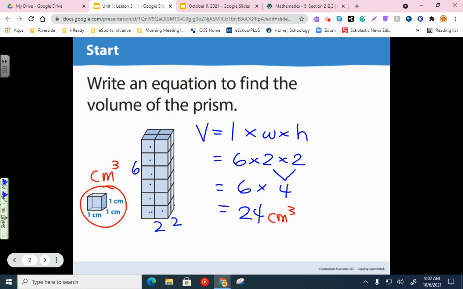So it's really important to put that there because we're being very specific. So if you work in engineering or building, you need to know the exact measurements and what units to actually properly build what you're trying to make.